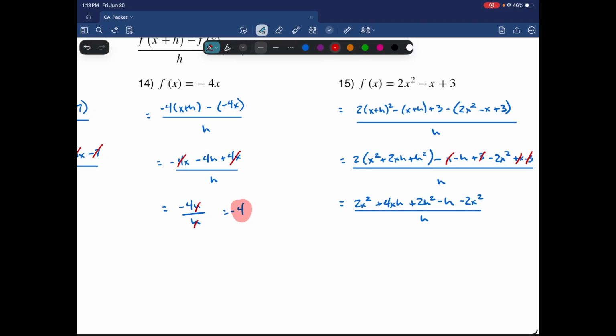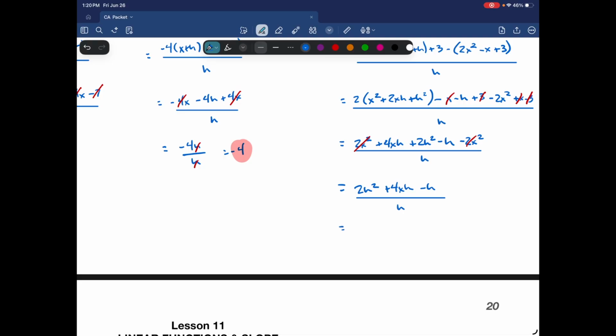Let's see what else I can get rid of. I've got a 2x squared and a negative 2x squared. Everything else has an h and is sticking around. So I get 2h squared plus 4xh minus h all over h. Let's factor out an h. So I get h times 2h plus 4x minus 1, all over h. The h's can cancel, and what's left is my answer. So I get 2h plus 4x minus 1 as my answer.